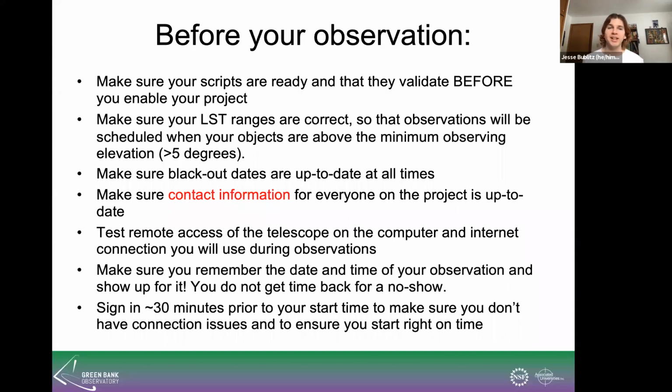Good things to double check before you do finally submit is making sure your LST ranges are correct, as that's going to be what's determining when you can observe when your sources are up in the sky with a minimum elevation of 5 degrees. Be sure to add in all blackout dates on the scheduler, because if you don't include a blackout date that you simply can't show up to observe for, we can't just give that time away. And then make sure your contact information and everyone else in your group, their contact information on the scheduler is up to date, so that if we do need to contact you, we can get a hold of you easily.